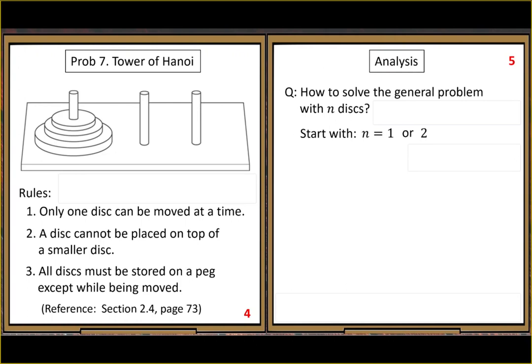One is trivial, right? One disk, just one move. You move the only disk to the destination peg. That's it. You're done. So trivial.